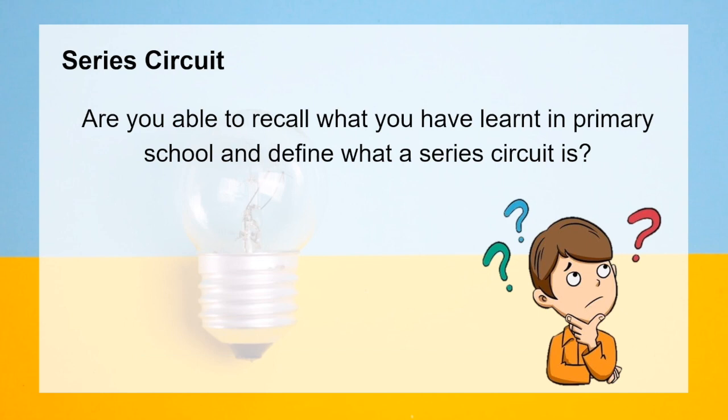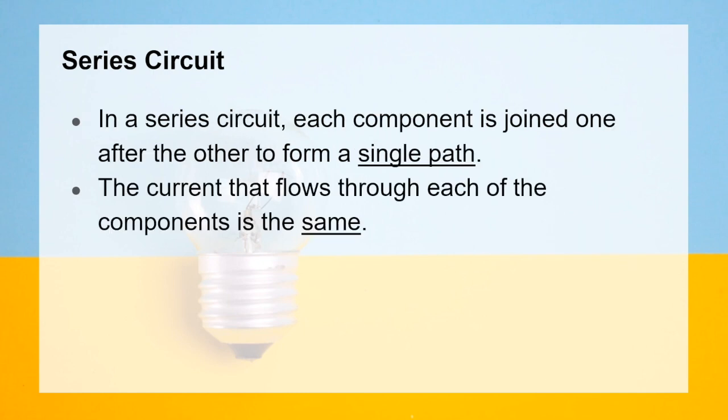Now that you have learned how to draw circuit diagrams, you will learn about series circuit. Are you able to recall what you have learned in primary school and explain what a series circuit is? In a series circuit, each electrical component is joined one after the other to form a single path for the electricity to flow through. The amount of current that flows through each of the components is the same. For example, if there is 5 ampere of current flowing through the wire, there would also be 5 ampere of current flowing through the light bulb.